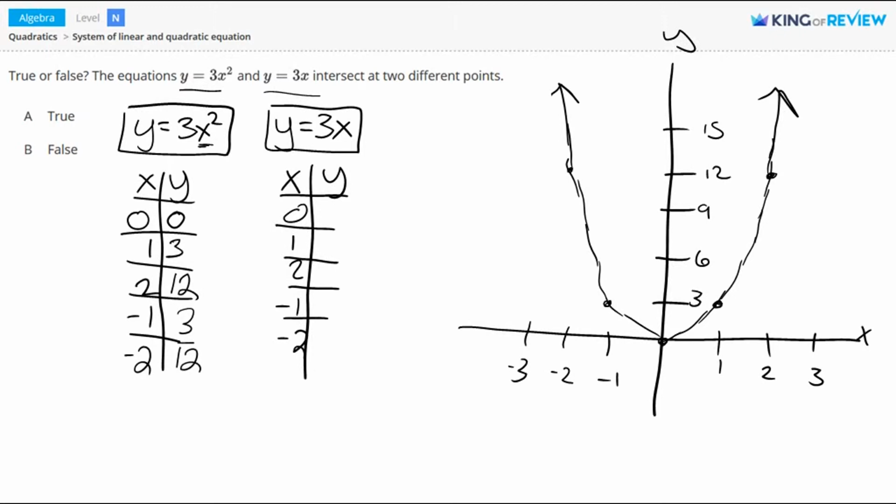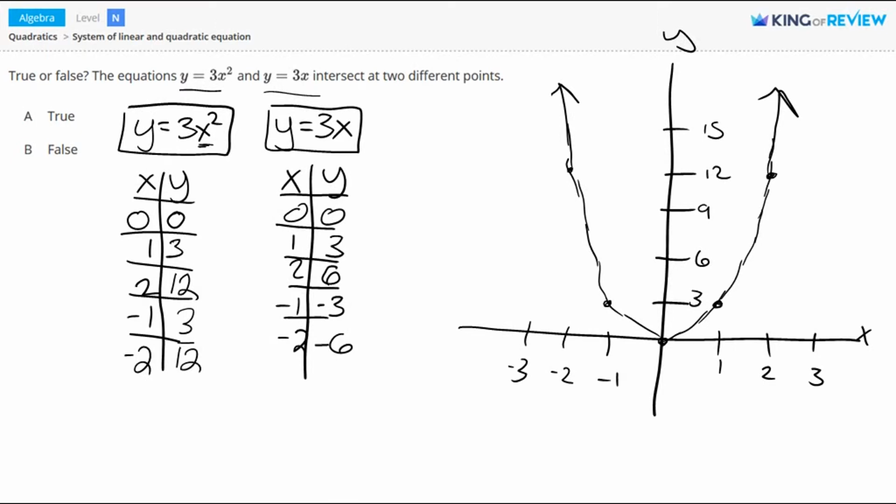So when x equals 0, I have y equals 3 times 0, or 0. When x equals 1, I get 3 for y. When x is 2, I get 6 for y. When x is -1, I get -3 for y. And when x equals -2, I get a -6 for y.